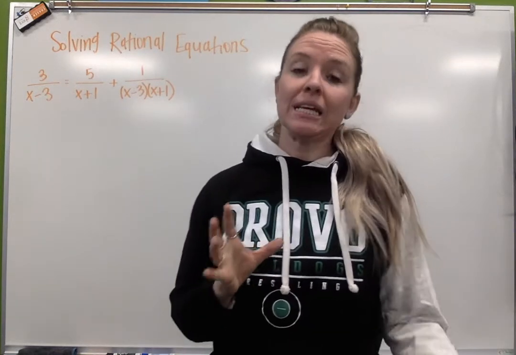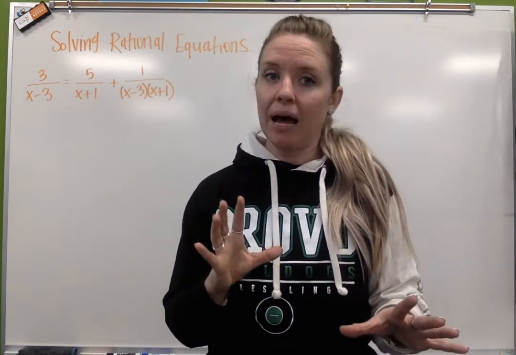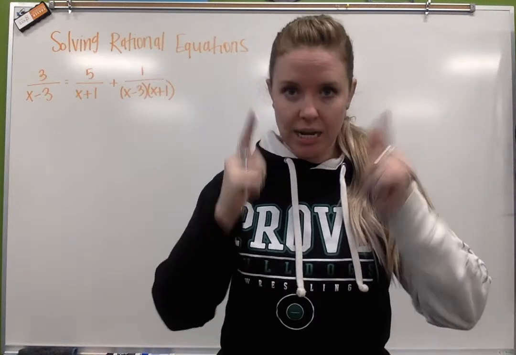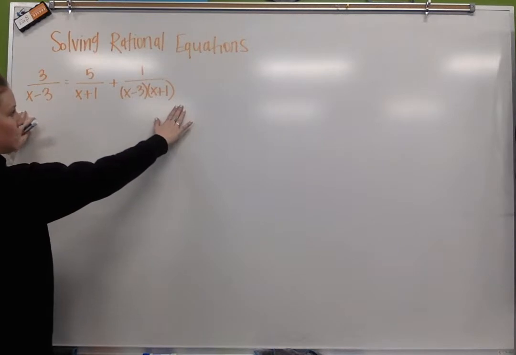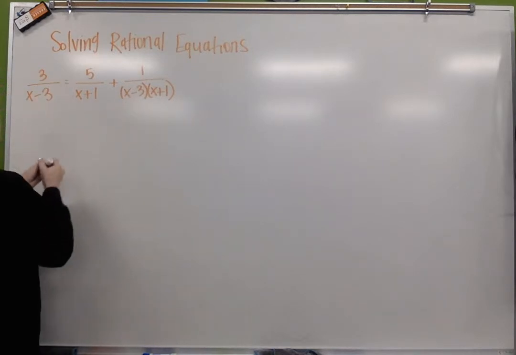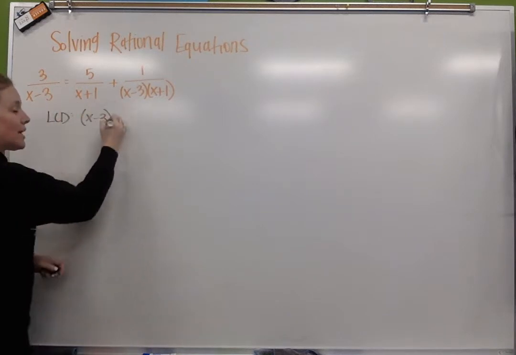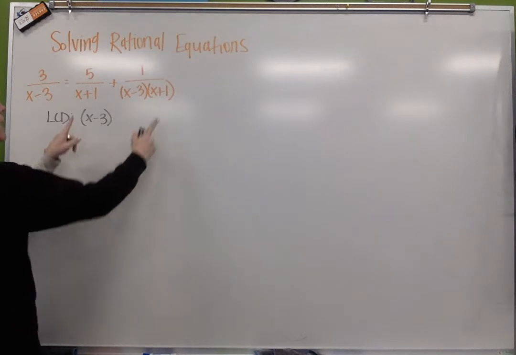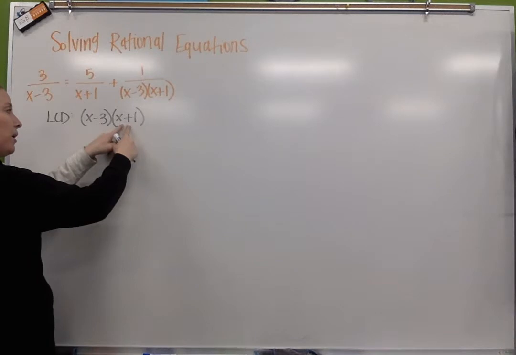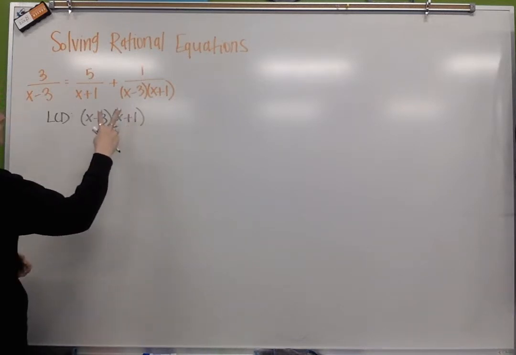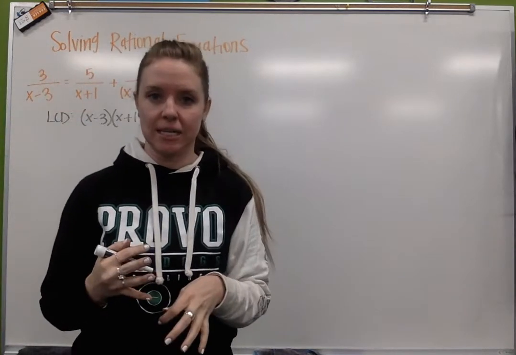So the way that we're going to do this is I'm going to eliminate the denominators by multiplying by the lowest common denominator. Take a look. With this example, I've already got it factored for us. I can see here that these two fractions both have the x minus 3. So that's going to be part of our lowest common denominator. And then these two fractions have the x plus 1. So that's going to be part of the lowest common denominator. So x minus 3 times x plus 1 is my LCD.